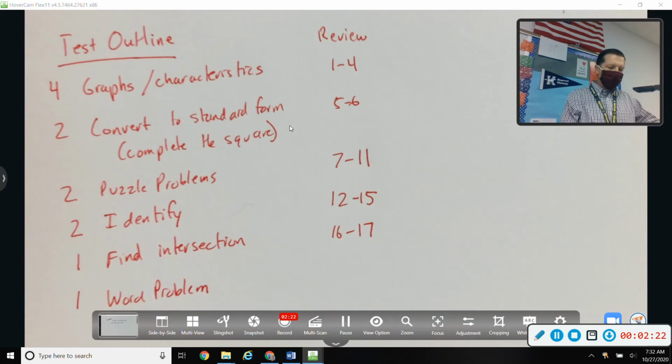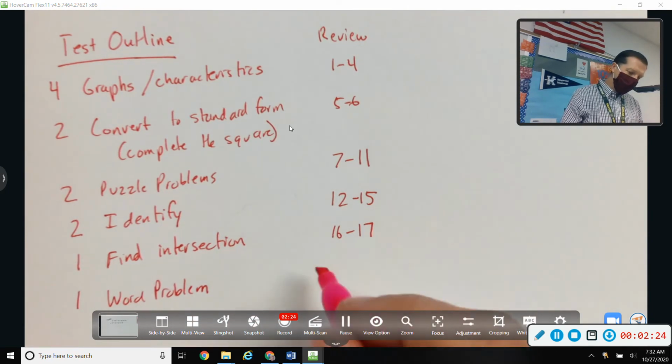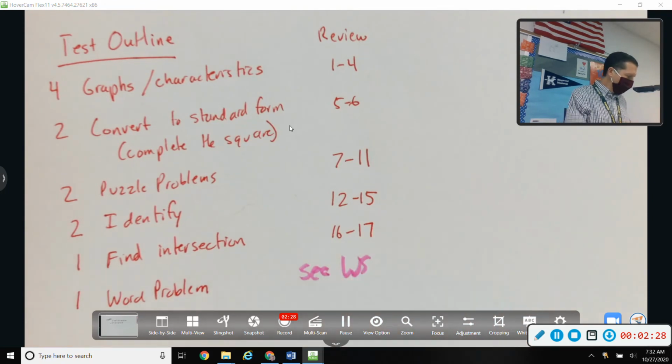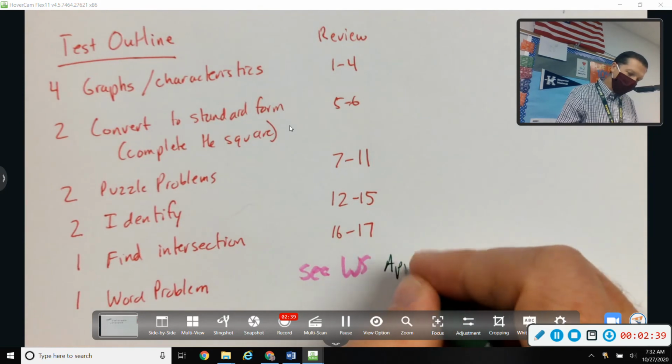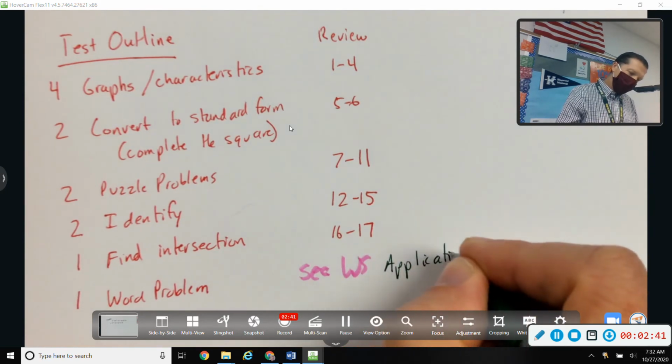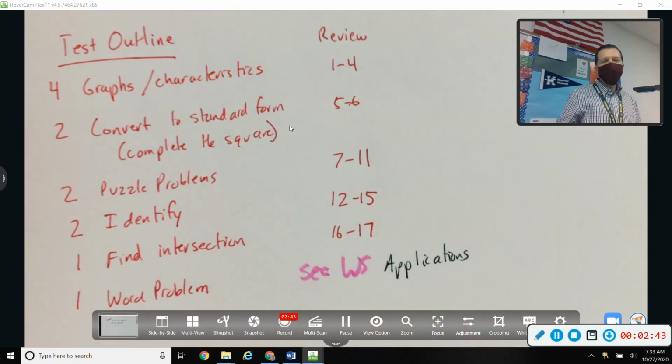Be careful, the word problem is not on the review, but I would say see worksheet, whatever the previous worksheet is. Yes, that's what I was trying to find. See the applications worksheet. And it's not too dissimilar. It's kind of like one of the ones on the applications worksheet.